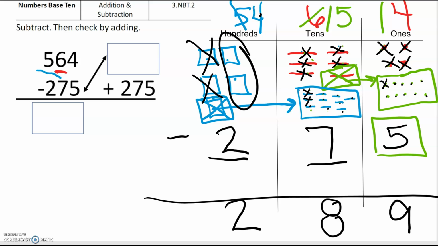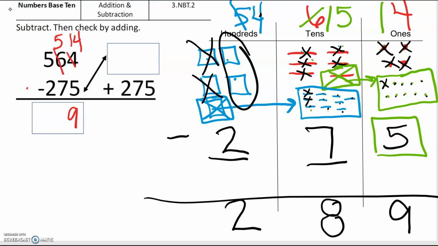I'm going to come over here quickly and do it with just numbers and not the pictures. I have 4 ones. I need to take away 5. I don't have enough. So I come over and I'm going to take a 10 away. That leaves me with 5. And that gives me 14 ones. 14 minus 5 is 9.